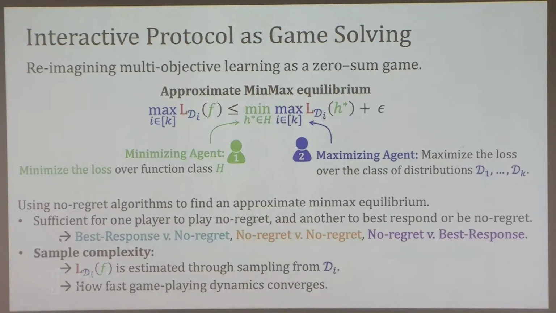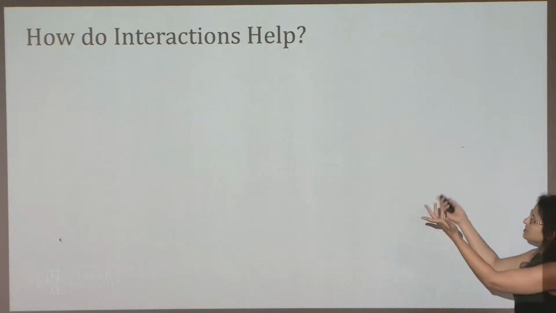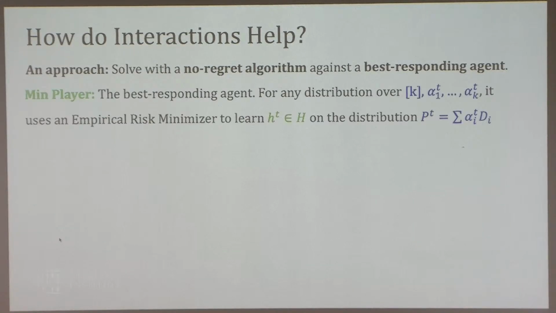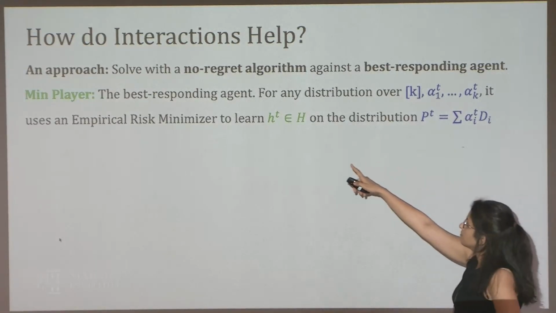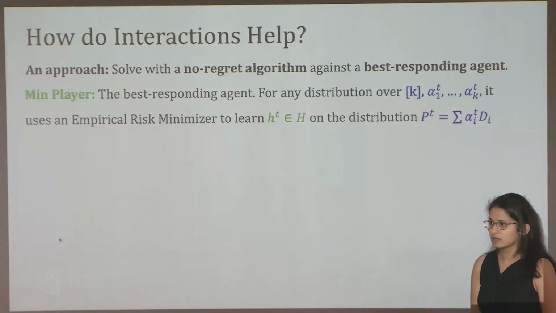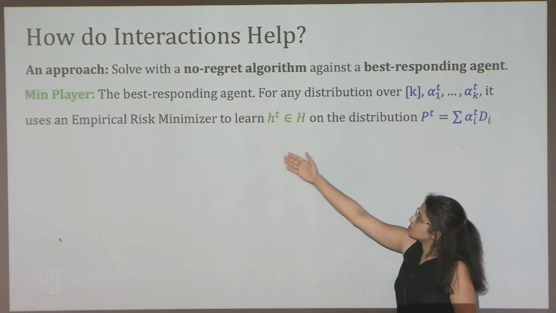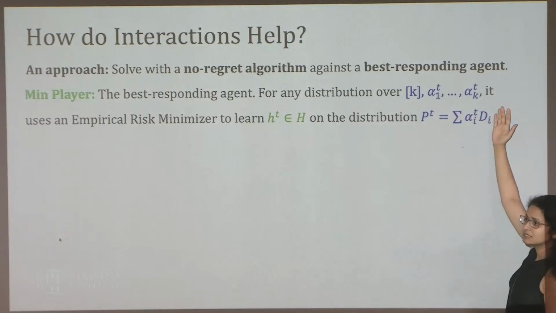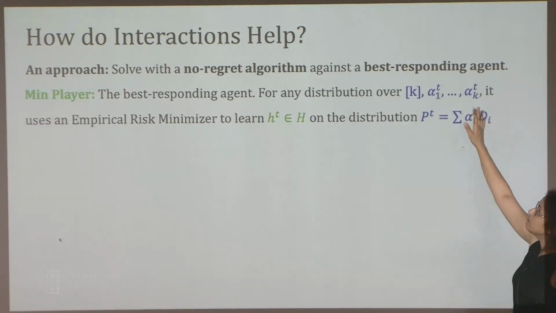Now, how do interactions help? Why do interactions help? Where do interactions come in? This was just something min-max. This is one approach to think about: I'm just going to use the no-regret versus the best response algorithm. What I mean is that the minimizer player, the guy who's finding a function with a low loss, is going to be the best response guy. He's going to pick the best hypothesis h_t. What does best mean? It means that he's going to run empirical risk minimization to fit as best as possible to the sample set that was generated by actions of the next guy.